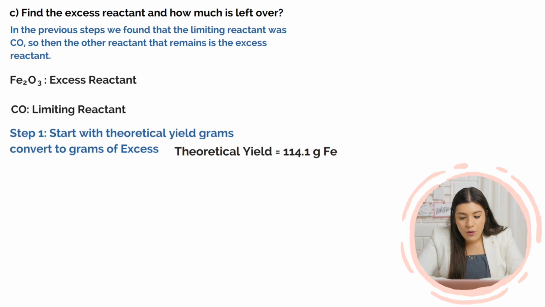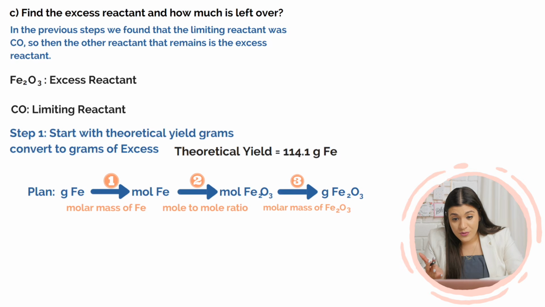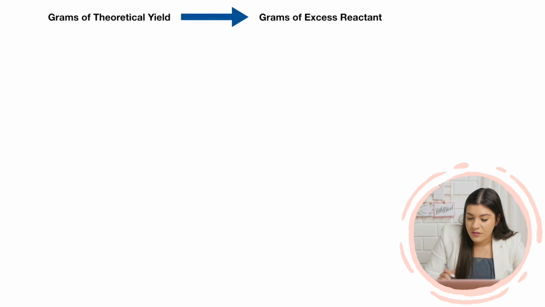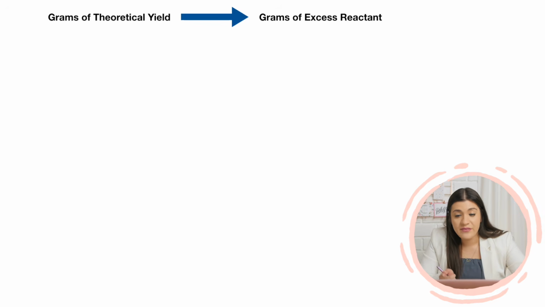What I want you to know is where we're going to start is with the theoretical yield. So when you're trying to find the leftover of the excess reactant, you're always going to go from the theoretical yield to the amount used of the excess, okay? You can make a note of that if you'd like. So this is always for finding the leftover of your excess reactant. Start with your grams of theoretical yield and then make your way to grams of the excess reactant.